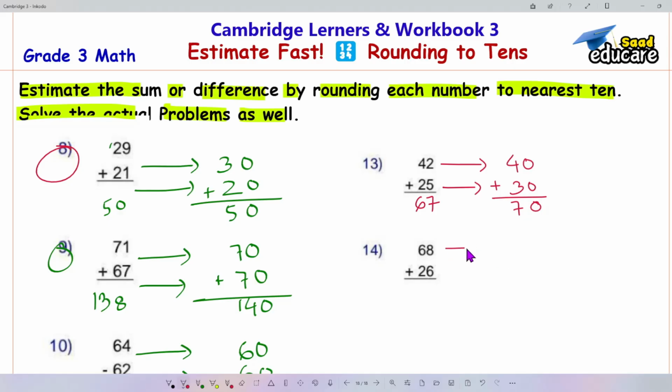And final one, 68 nearest 10 70, 26 nearest 10 30. The summation is 100. Actual problem, 6 plus 8 14, 4, carry 1, 6 plus 2 8, 8 plus 1 9. So this is part 2 of estimate the sum and difference by rounding each number to nearest 10.